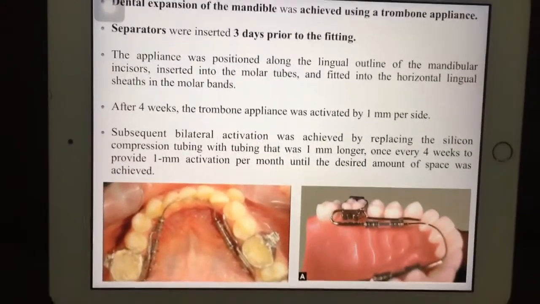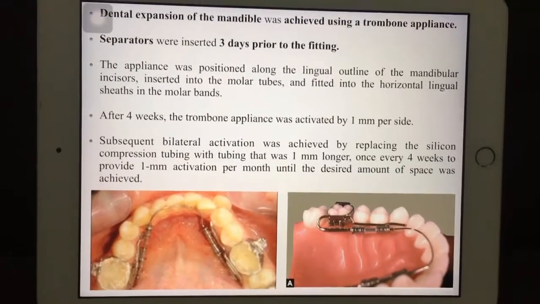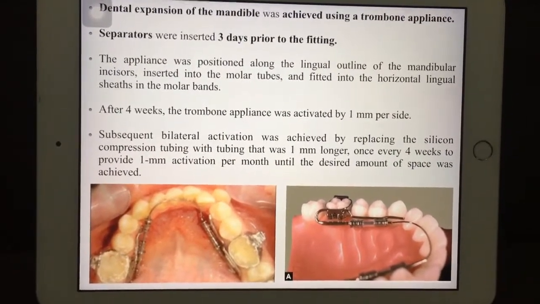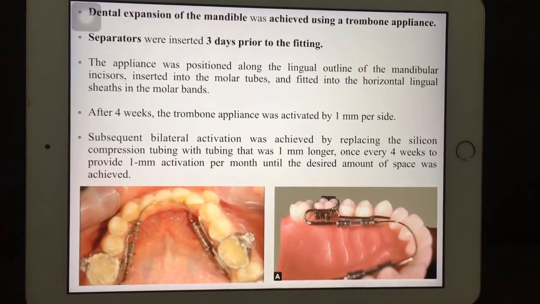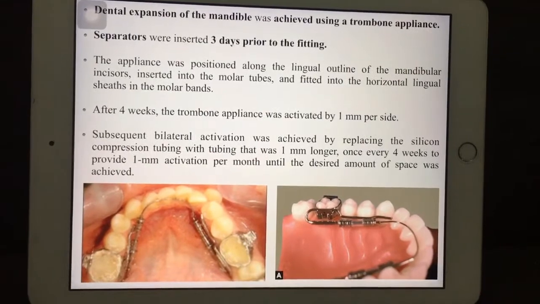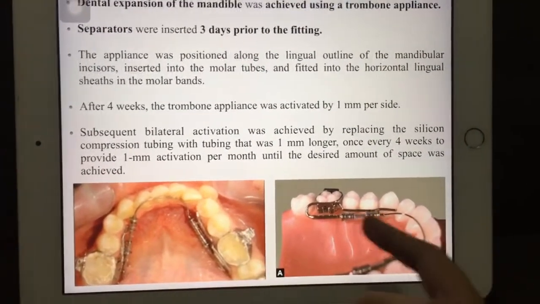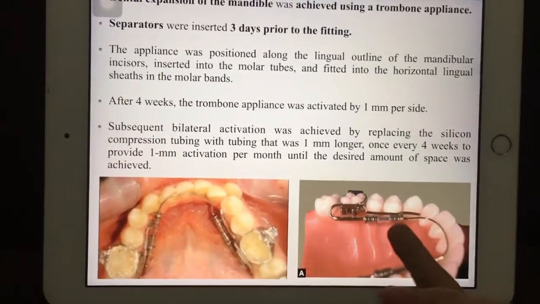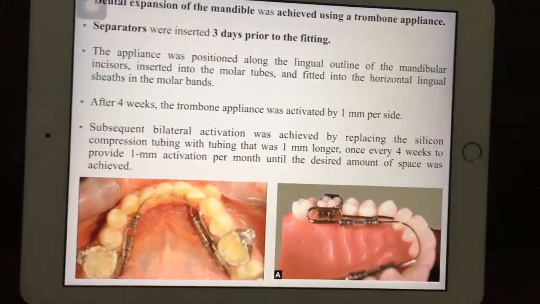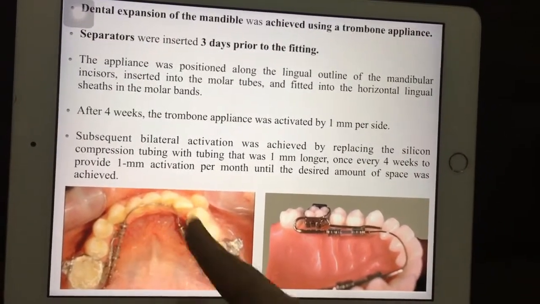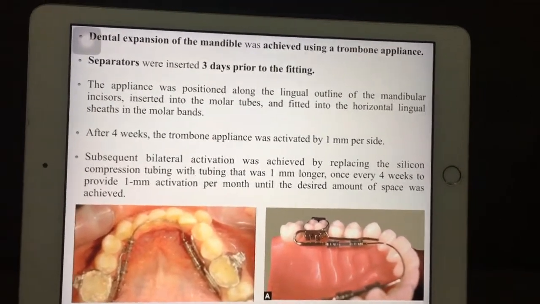Activation was achieved by replacing the silicone compression tubing with tubing that was 1 mm longer, once every 4 weeks, to provide 1 mm activation per month until the desired amount of space was achieved. So, ito yung pinapalitan. Here, silicone tubing, di ba? Clear siya. So, every 4 weeks or a month, pinapalitan siya ng mas longer ng 1 mm hanggang ma-achieve yung desired amount of space.